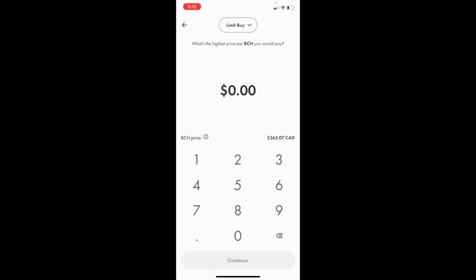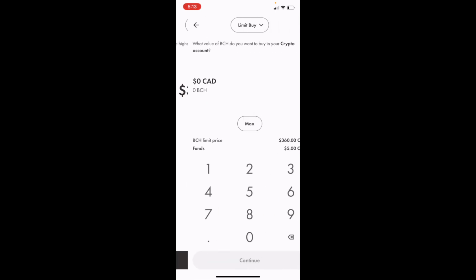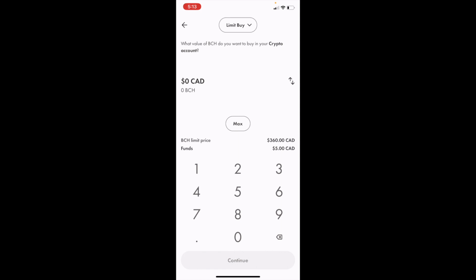Then once you're in this screen, you have to set the highest price you're willing to pay. So as of right now, Bitcoin Cash's price is 365.18. So if I wanted to do 360, for example, I can do that as the highest price I'm comfortable paying. Press on continue, then type in however much money you want to invest into Bitcoin Cash. So I'll just type in $1 right here, press on continue.